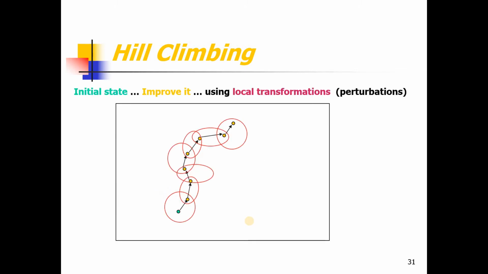So you start with hill climbing. This is a typical local search method that you have seen. You start with some initial state, this green one, and you keep on improving using some local transformations, a little bit of changes. Perturbation means changes. You keep on doing it until you see that you have got some better result or until the time is over.